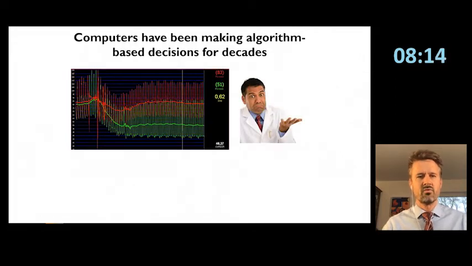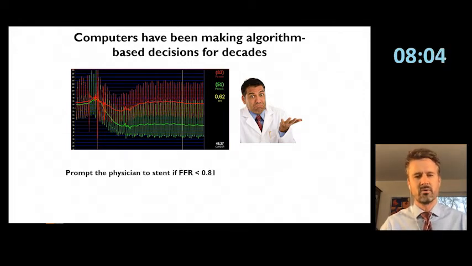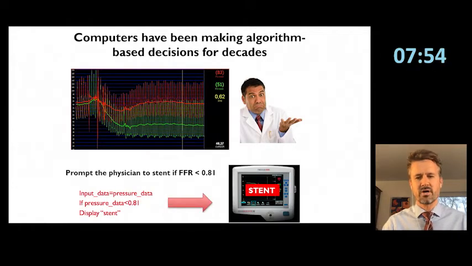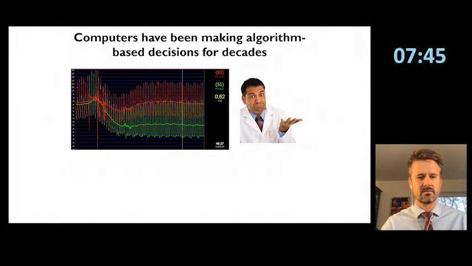So the first thing for us to know is that computers have already been helping us to make decisions for a while now. And it's very simple for us to program computers to follow some instructions. So for example, if I want to tell a computer to guide us on a fixed cutoff for FFR, I can simply write a computer code that if the pressure ratio is less than 0.8, it will display a sign there for you to stent it. So that's very easy to understand and very simple to implement.